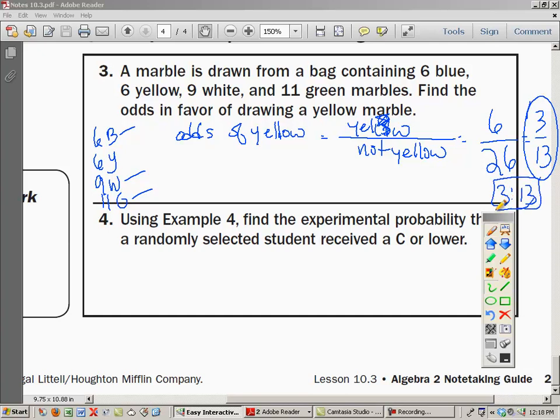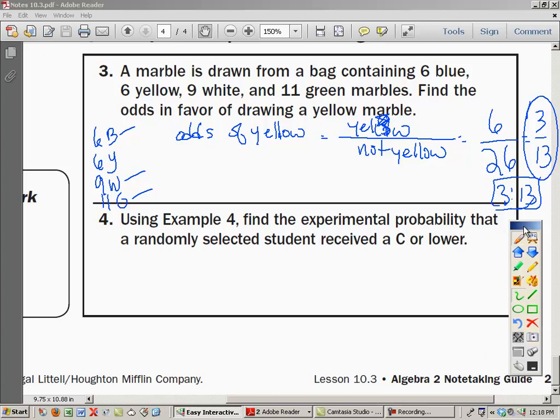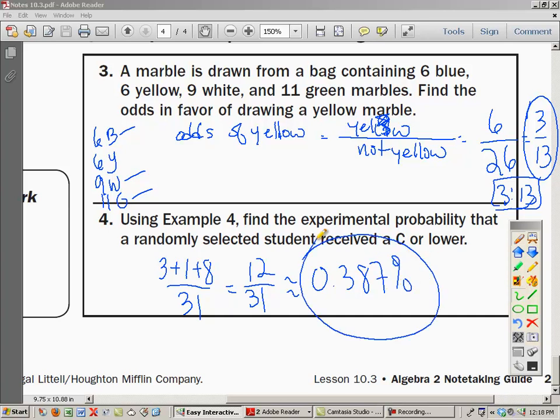In example number 4, find the experimental probability that the randomly selected student received a C or lower. Again, we still have 31 students total. That does not change. But for the total number of students that received a C or lower, we have the 3 that received a failing grade, 1 student that got a D, and 8 of them that received a C. So altogether, that is 12 students out of 31 that received a C or lower. As a decimal, that's approximately 0.387. So that concludes lesson 10.3 on odds and probability.